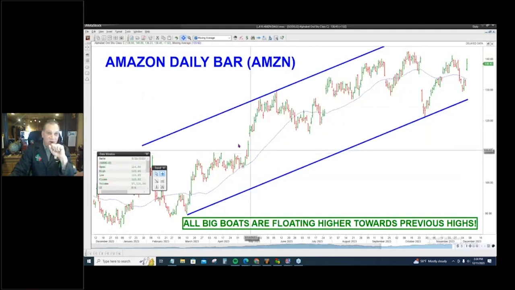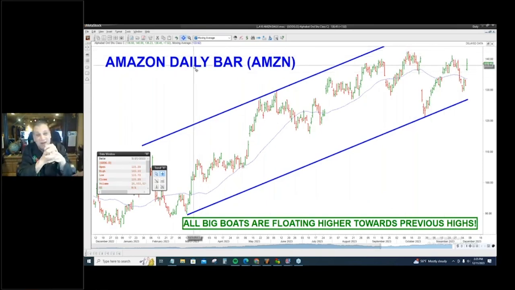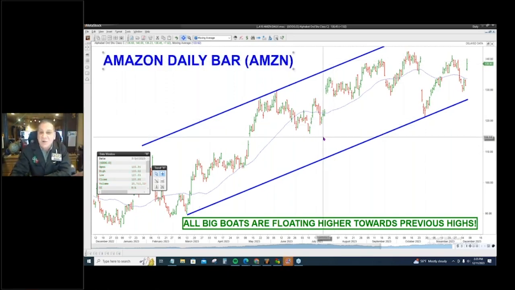Huge component to the stock market is Amazon. All big boats are floating higher. They're all floating towards their previous highs or the last high they ever made, their highest highs ever. Amazon, huge component to the stock market. It's going up. Why is it going up? Well, for every other reason that you see all the rest of the markets going up. But fund managers have to keep the Magnificent Seven in their portfolios. So if there's a reason to go higher, the big stocks will go higher. If there's a reason to go lower, the big stocks will start to go lower. Well, this is a big stock, and it's going higher, isn't it? It's not going lower. It's going much higher.